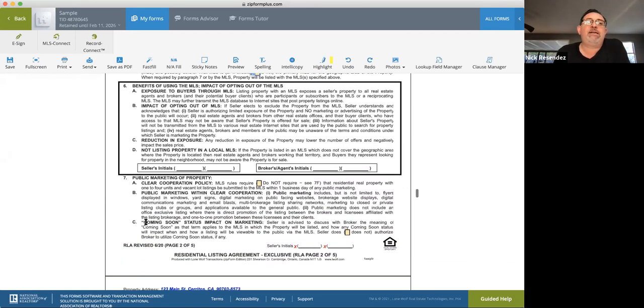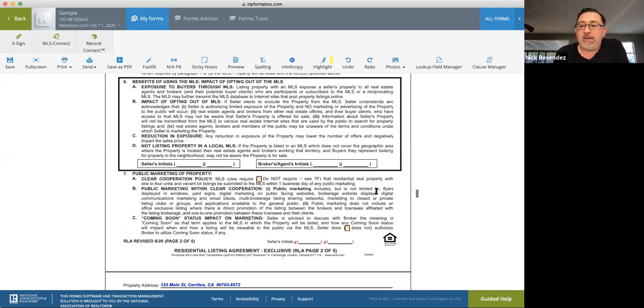Moving on, paragraph 6. It's in a big box. That must mean it's important, right? The benefits of using the MLS, impact of opting out. So this paragraph is basically saying, hey, seller, if you don't want your property in the MLS, we need to let you know what that could mean for you. First, exposing through the MLS basically means every buyer out there is going to see the property because it's going to be available on every normal major platform.